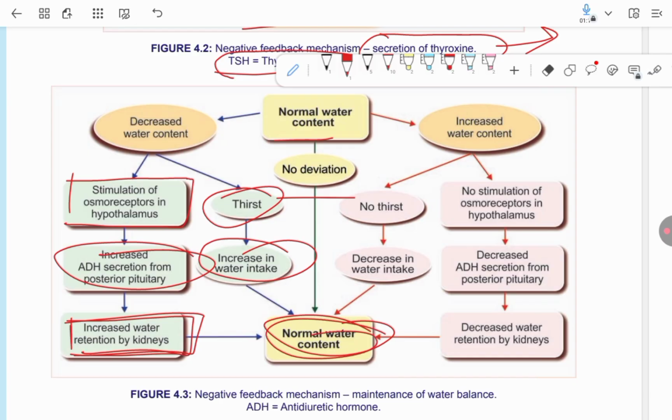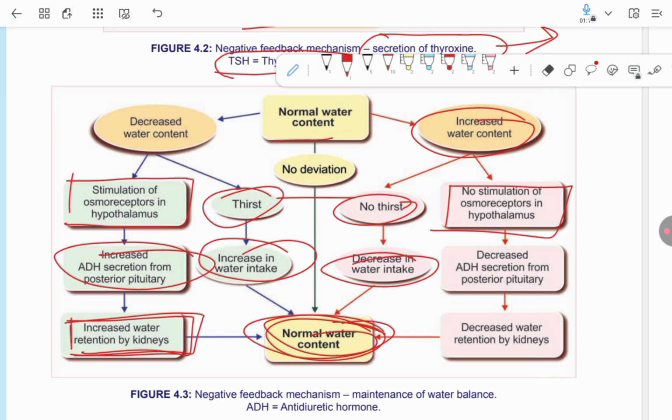Second example is increased body water content. There is no thirst, there is a decrease in the water intake, and the normal water content is restored. Also, there is no stimulation of the osmoreceptor in the hypothalamus, a decrease in ADH secretion, and water retention decreases. So there is more excretion of water through the kidney, and a loss of water from the body. So this increased water content will come back to the normal water content.